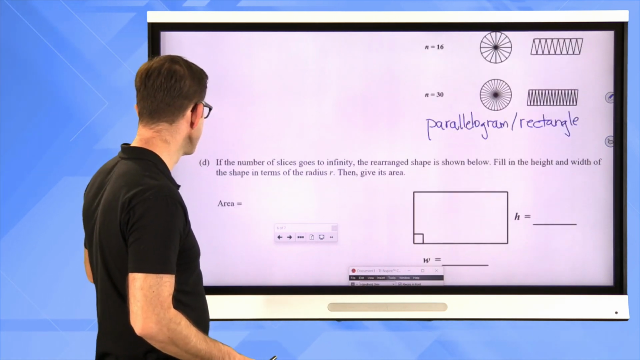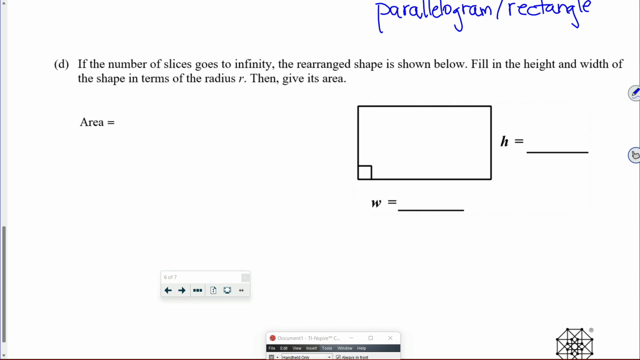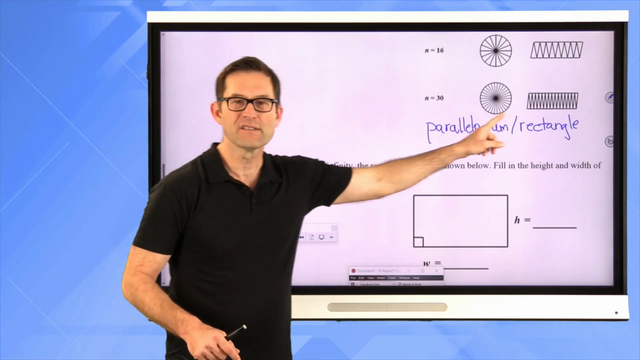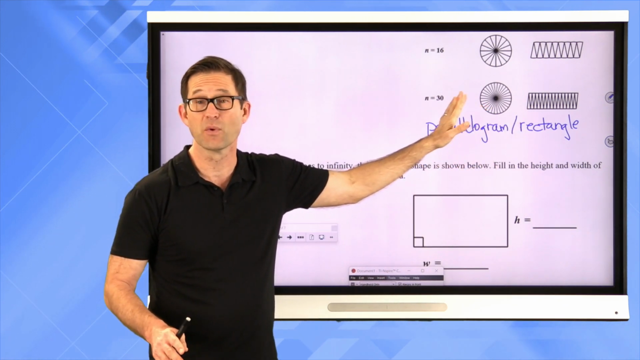That's all it is. So now let's get to the coup de grace, letter D. If the number of slices goes to infinity, the rearranged shape is shown below. Fill in the height and the width of the shape in terms of the radius r, and then give its area, right? So again, think about this. This is a pretty good approximation of this, and that's only with 30 of them.